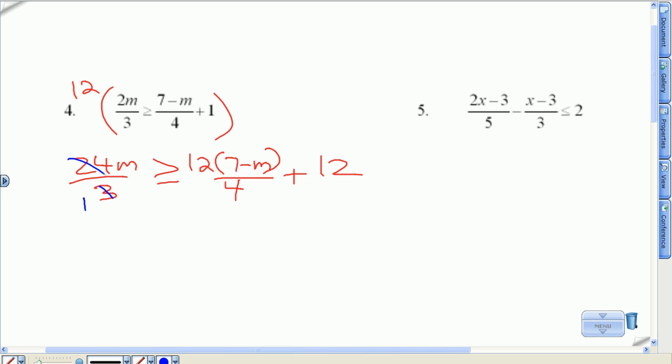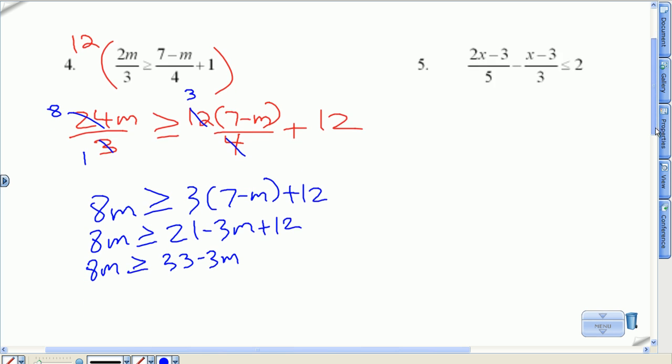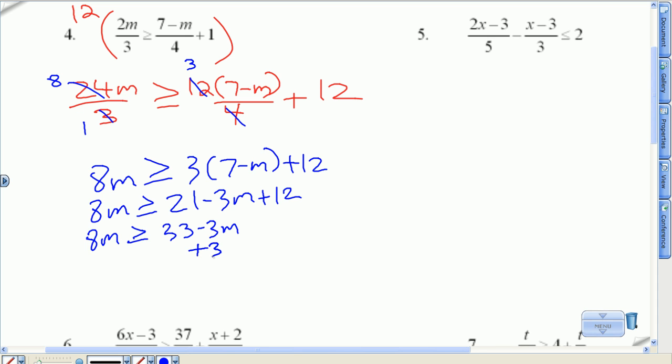Alright, well, 3 goes into 24 8 times, so 8m. 4 goes into 12 3 times, so 3 times 7 minus m plus 12. So I distribute: 21 minus 3m plus 12. Because I have 3 terms on the right side, there must be like terms there. 21 and 12 is 33. So when I add 3m to both sides, I get 11m is greater than or equal to 33. M is greater than or equal to 3.